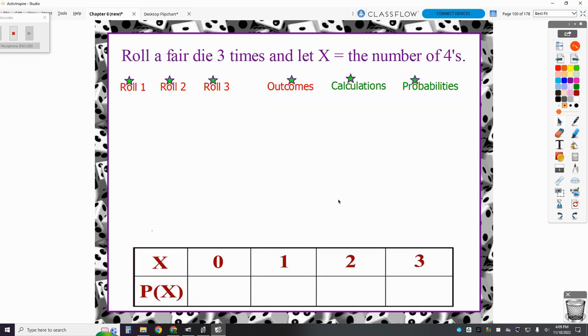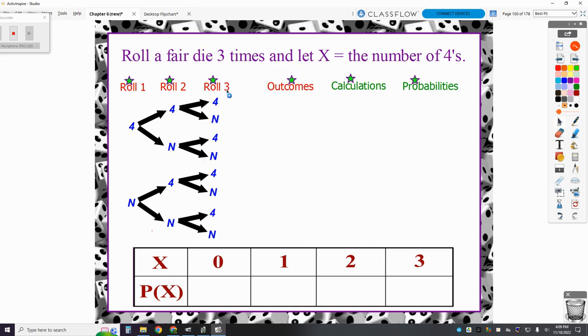So imagine we're going to make a tree diagram. Yeah, a tree diagram. So let's say we roll that first die. And what are we going to see? A 4 or not a 4. And we roll the second die, and we're going to see a 4 or not a 4 based off the results of the first roll. And then the third roll, 4 or not a 4.